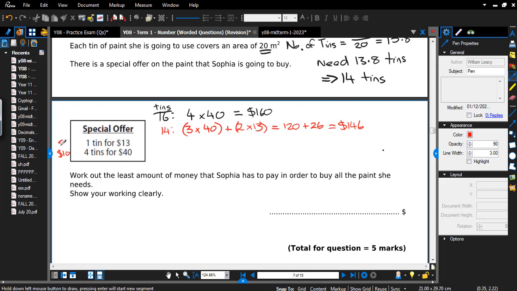Now here, this is obviously $13 per tin, right? So we need as many of this offer as possible. Now we tried 4 of this offer, but that costs $160. But here we tried 3 of that offer. And then we had 2 of these to make it 14. And that is cheaper. So the answer is going to be, for me, $146. Yeah. So that's what I'm getting. I'm just going to check that just to make sure. Just give me a second. Yeah, so that's right.